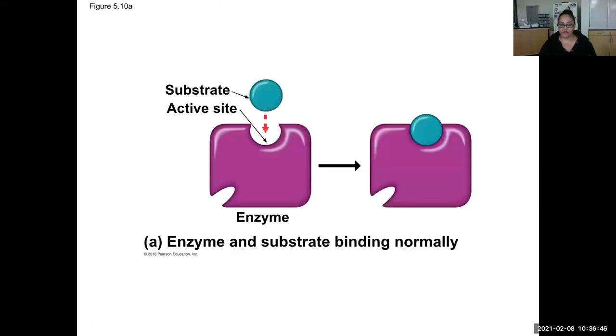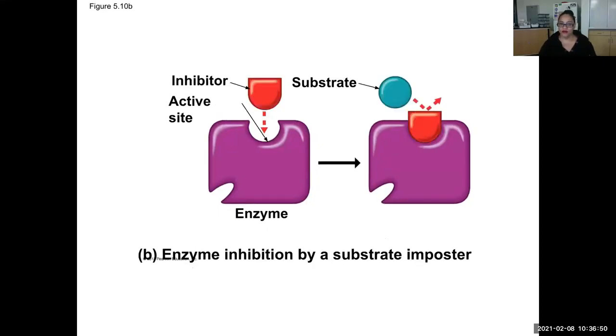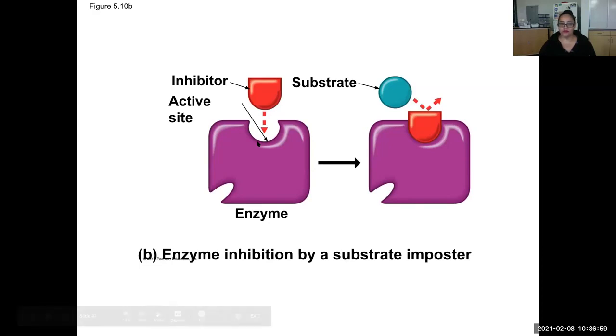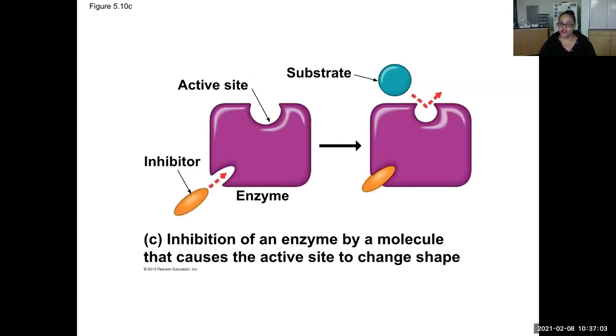So those are just examples. Enzyme and substrate binding normally. Enzyme inhibition by an imposter. So if the inhibitor comes in and blocks the active site, this would be like the gum in the keyhole. And then inhibition of an enzyme by a molecule that causes the active site to change shape. So this would be like changing the lock. My key doesn't work anymore because the lock has changed.